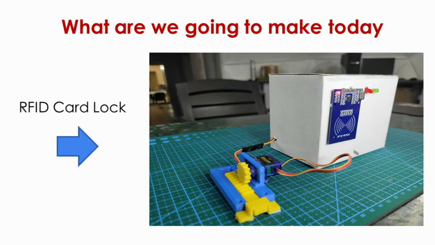So this is how we are going to make the RFID card lock. The box contains all the electronics. The blue component that you can see on the box is the RFID card reader, and the yellow and blue parts that you can see on the floor are the 3D printed lock mechanism that we have printed on our 3D printer. It also has the servo motor.